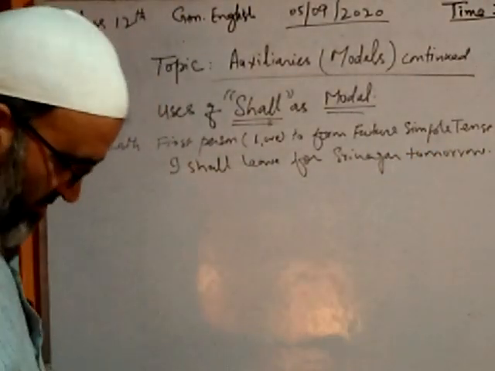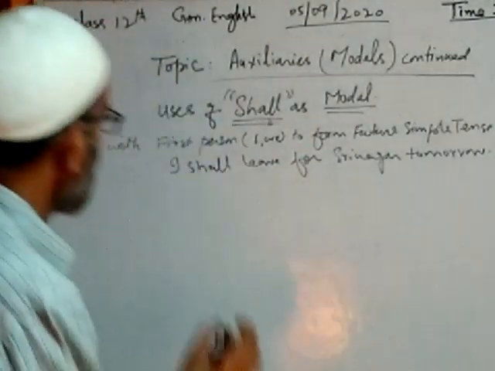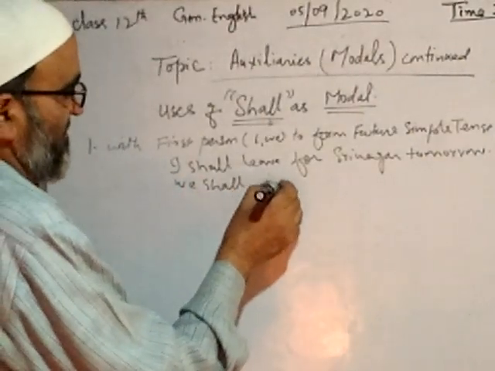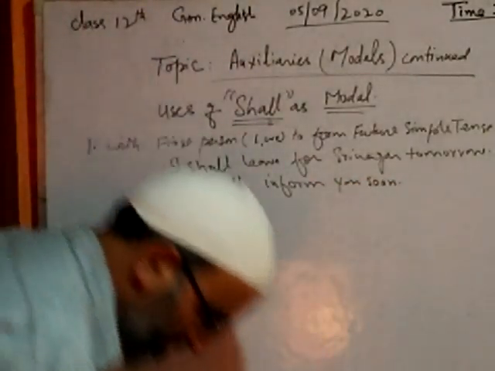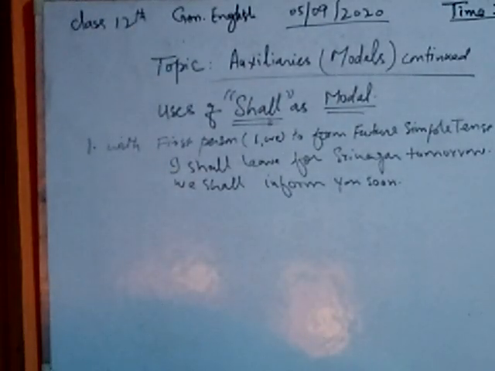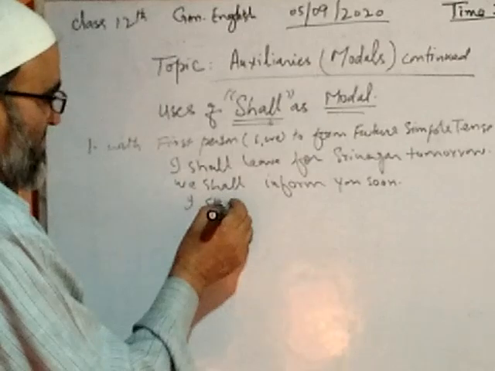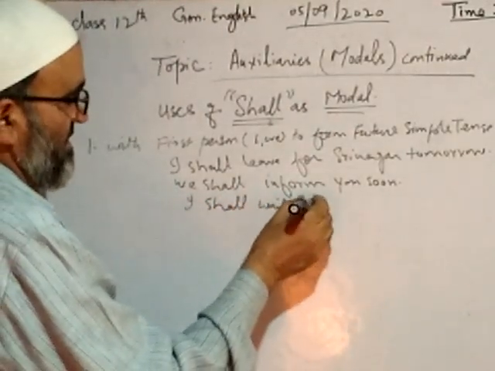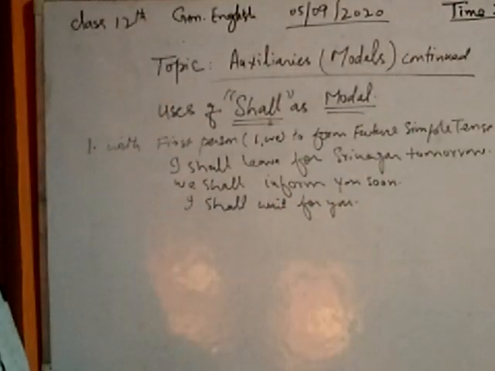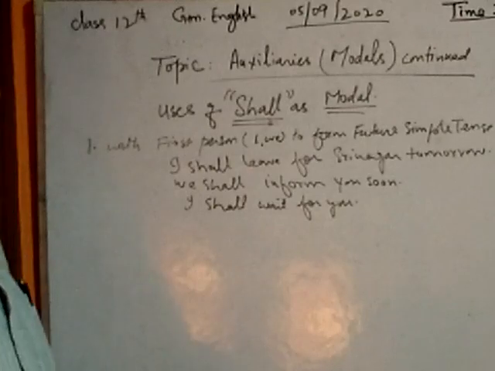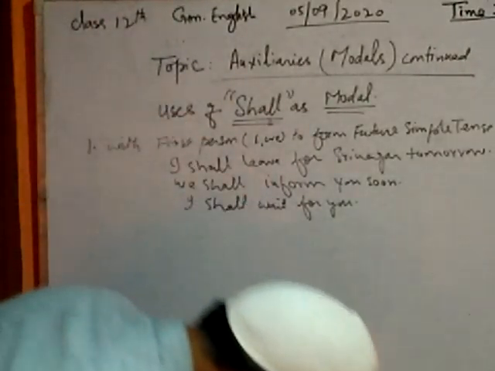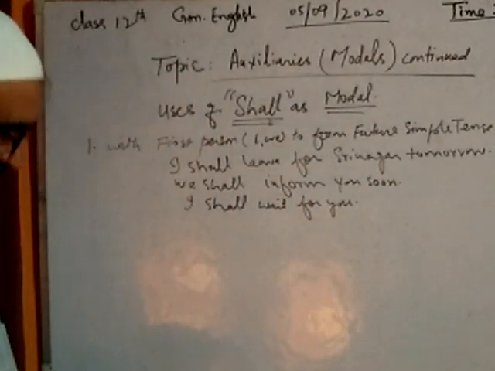Yes, dear students, we shall inform you soon. I shall wait for you. Yes, first use of shall as modal with first person I, we to form future simple tense. For example, I shall leave for Srinagar tomorrow. We shall inform you soon. We shall wait for you.